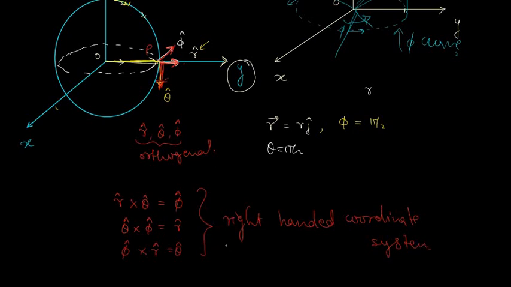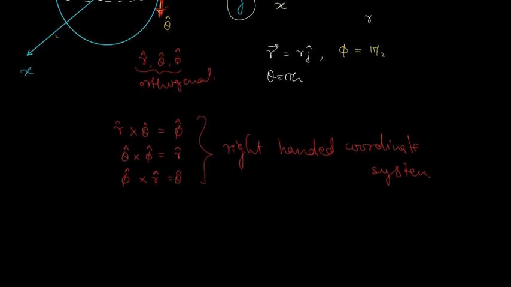Now we have studied what r, theta, phi are, their limits and everything. Now let us go to the line element, surface element and volume element. Let's study them one by one.